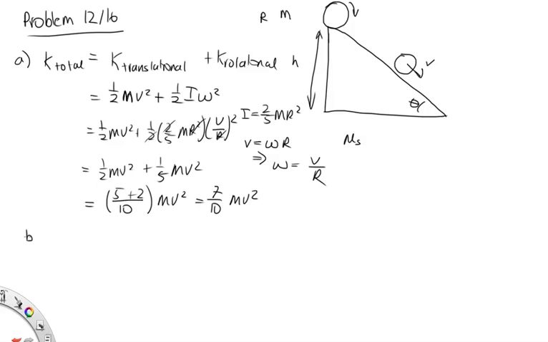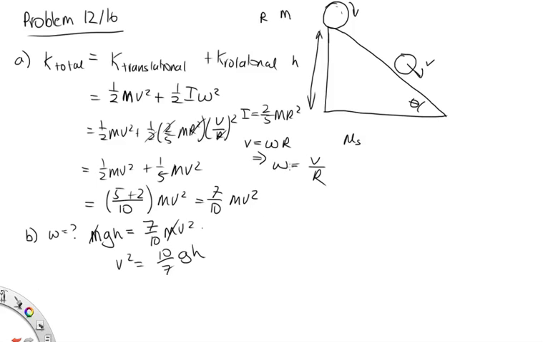Okay, part B, it asks us what is the angular velocity of the sphere when it reaches the bottom of the inclined plane. So we need to find omega. Well, if we find v, then we can find omega. So at the bottom of the inclined plane, all the gravitational potential energy it had up here has been converted into kinetic energy. And so we have mgh is equal to 7/10 mv squared. Cancel the m's, and we end up with v squared is equal to 10 over 7 times gh.